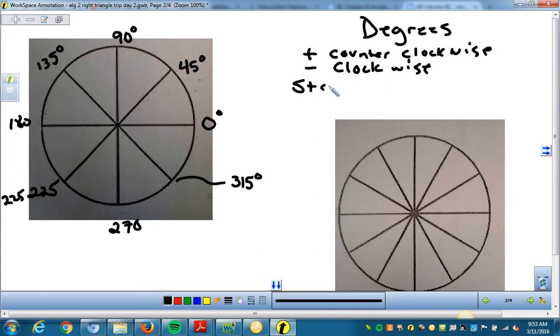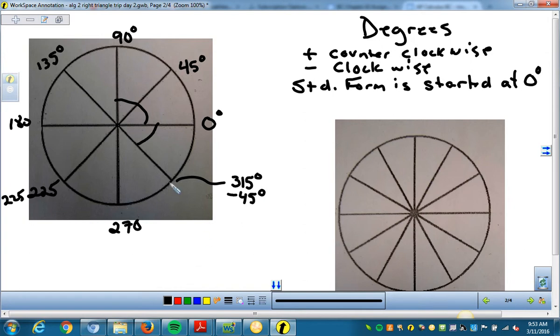And standard form for an angle is started at 0 degrees. So if I needed to do 45 degrees, I would start at 0, and I would go 45 counterclockwise. So at 90 degrees, I'd start at 0 and go up to there for 90 degrees. Now, if I wanted negative angles, then I would be going clockwise. So negative 45 would put me here. So this angle can be called positive 315 degrees, or negative 45 degrees.